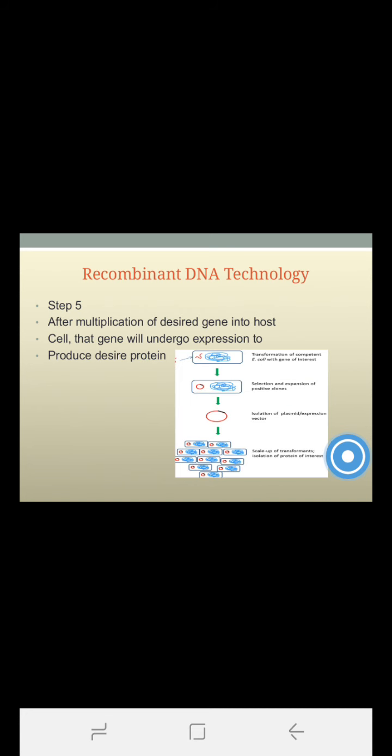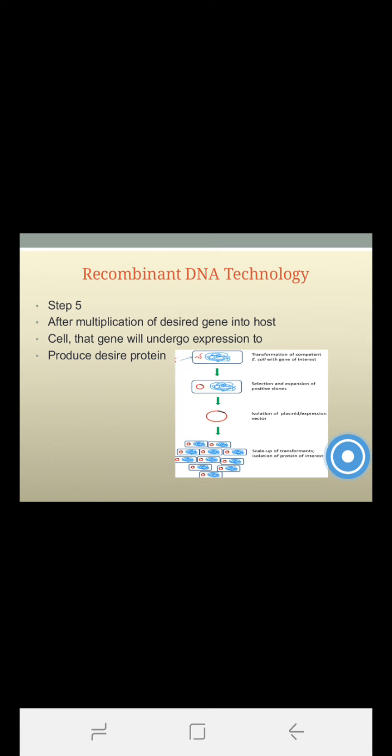The fifth step is that after multiplication of the desired gene in the host cells, that gene will undergo expression and produce the desired protein product. If our aim is to produce the protein product from that gene, we have to perform step number 5. If our aim is just to get a number of copies, we can perform up to step number 4. In step 5, we get the desired protein product from that gene because the production of protein is encoded by the genes.